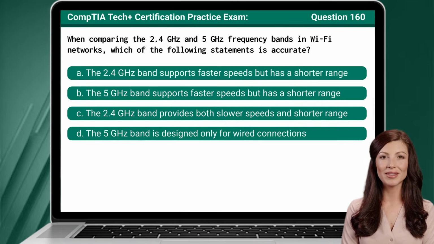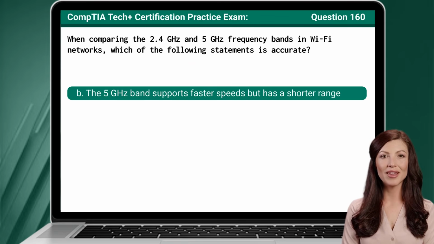Question 160. When comparing the 2.4 GHz and 5 GHz frequency bands in Wi-Fi networks, which of the following statements is accurate? The answer is B. The 5 GHz band supports faster speeds but has a shorter range.